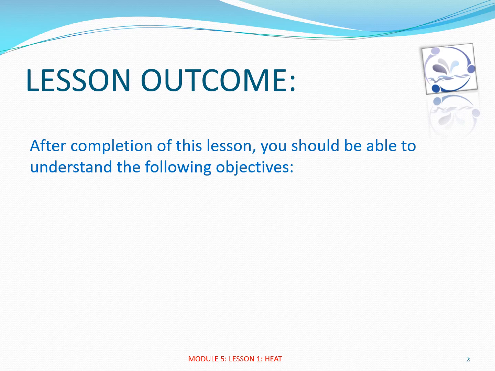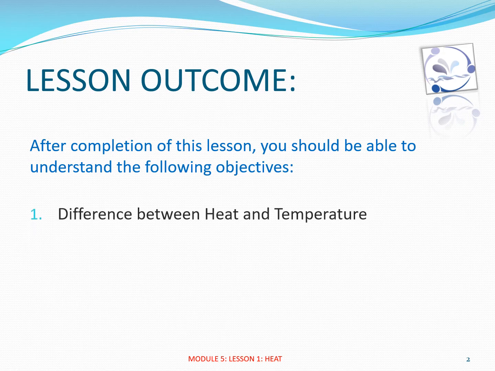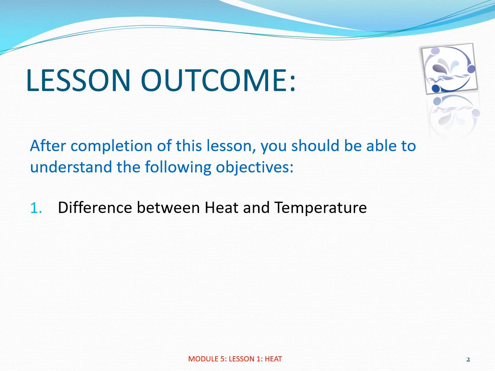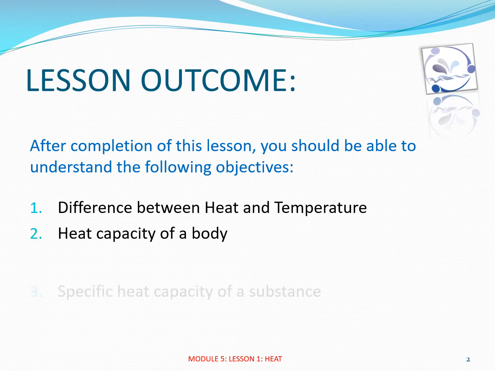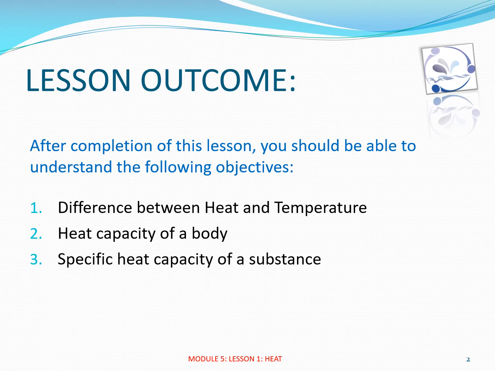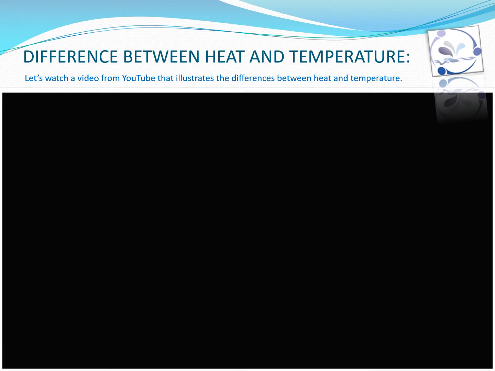Lesson outcome. After completion of this lesson, you should be able to understand the following objectives. Difference between heat and temperature, heat capacity of a body, specific heat capacity of a substance, and heat energy contained by a body.